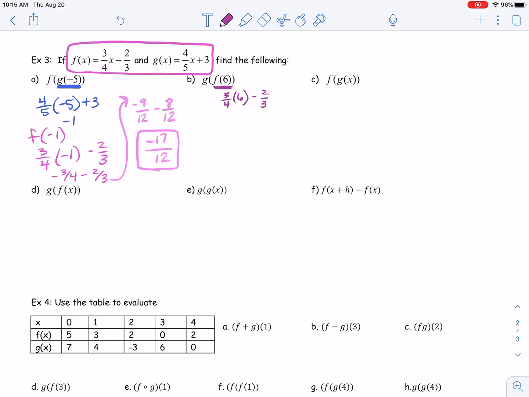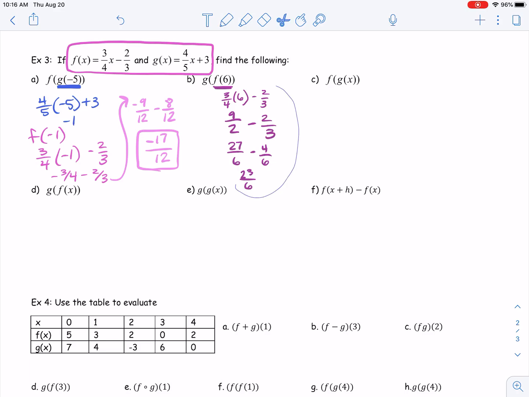Okay, let's see. So that would be 18 over 4? Yeah, 18 over 4, which would reduce to 9 over 2 minus 2/3. And so here we are again, stuck, got to get those common denominators. Our common denominator here would be 6. Changing that would be multiplying by 3, so that would be 27 over 6 minus, multiplying by 2, 4 over 6. Then combining, that would give me 23 over 6, and that is my reduced improper fraction.